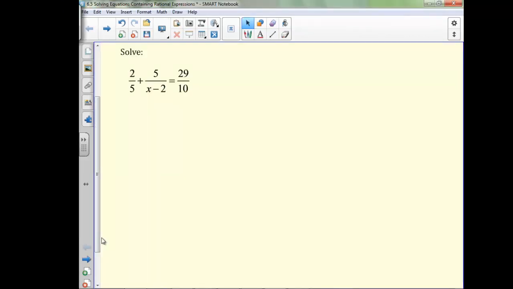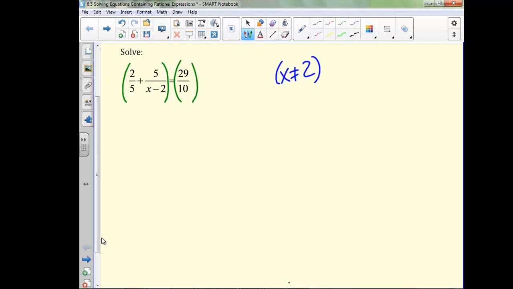First thing we need to figure out is, are there any values that x cannot be? And in our case, x can't be 2, because that would make this denominator 0, and you can't have a 0 in your denominator. Once we take care of that, just like when we had equations with fractions before, if you multiply both sides by your common denominator, it's okay because you're multiplying both sides by the same thing. In our case, our common denominator is going to be 10 times x minus 2.